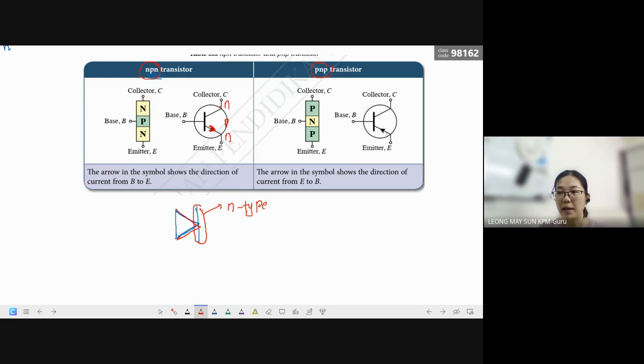On the right-hand side, the arrow is pointing from the emitter to the base. Again, the indication that I taught previously was that the arrow points towards the N type of semiconductor, which means the base is an N type of semiconductor. Therefore, the collector and the emitter will be P type of semiconductor. Hence, PNP transistor. Sorry that I keep mixing up the words transistor and semiconductor.